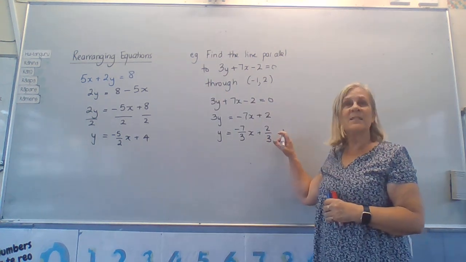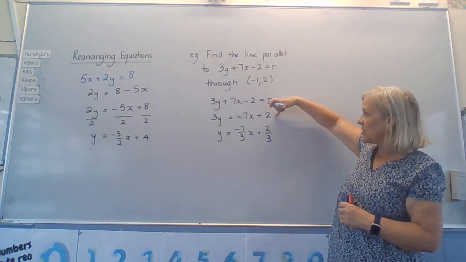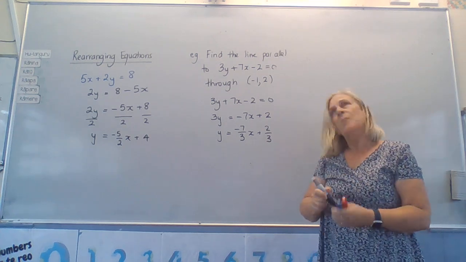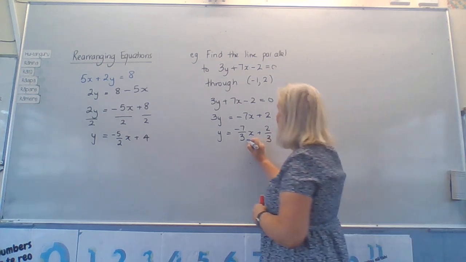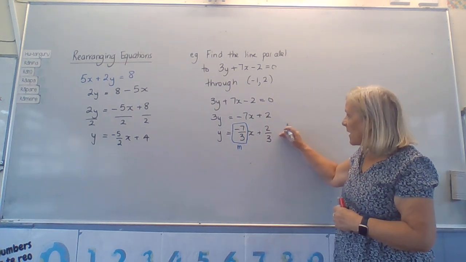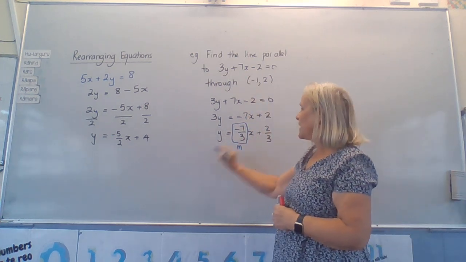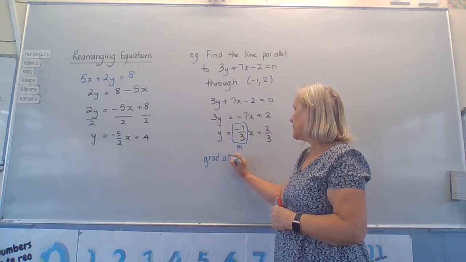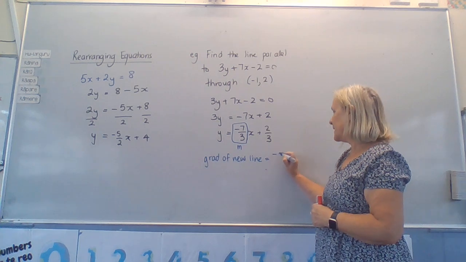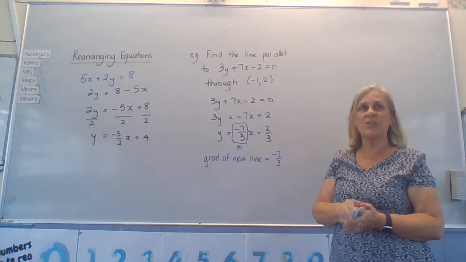That equation there is exactly the same line as this equation here, and this equation here. All right? They're all the same line, just different ways of writing it. But why we like this one is because here is the gradient. So I know the gradient of this line is negative 7 over 3. That means the gradient of my new line is also negative 7 over 3. This time, though, I've got a point that I need to go through.